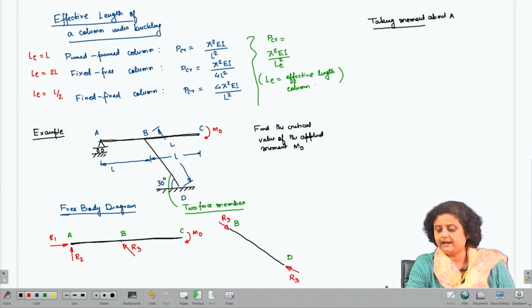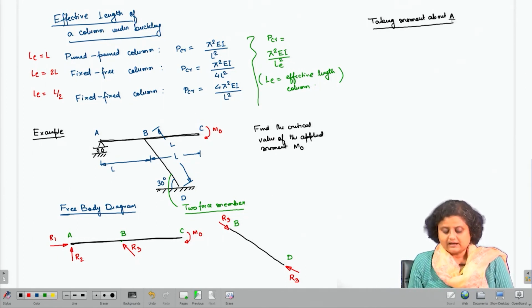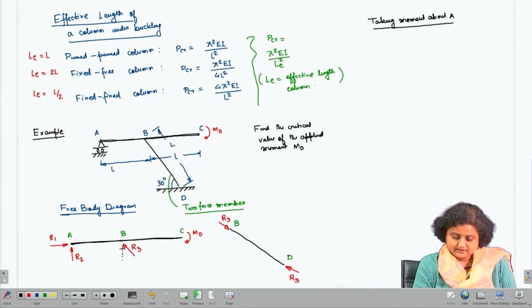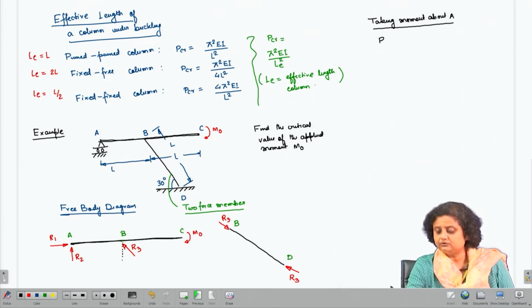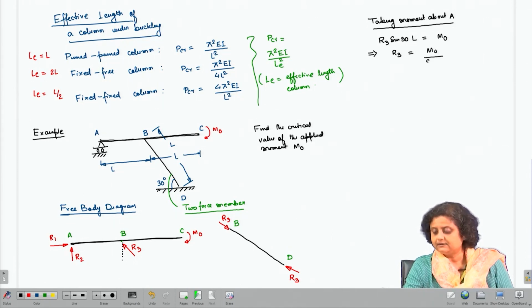taking moment about A, we can say that R3 sin 30, so the vertical component is going to be R3 sin 30. So, we can write that R3 sin 30 into L is going to be m0. So, that implies that R3 is going to be m0 by sin 30 into L, which is 2 m0 by L.